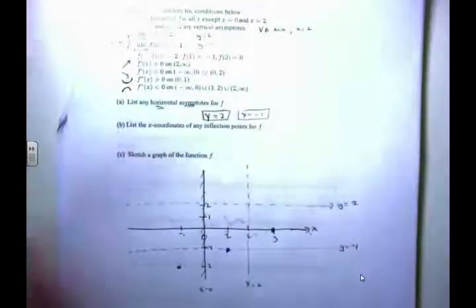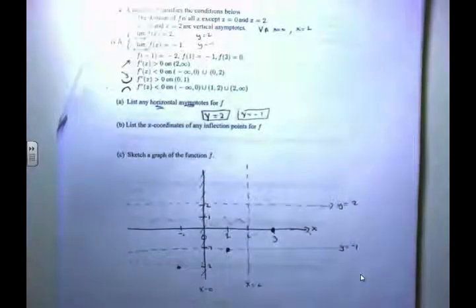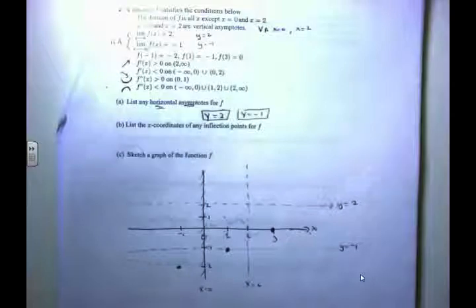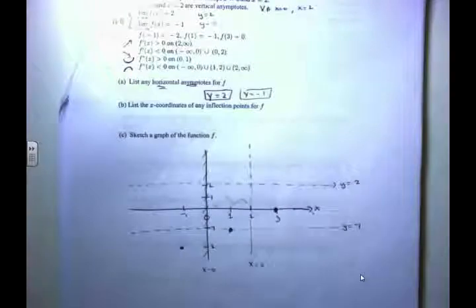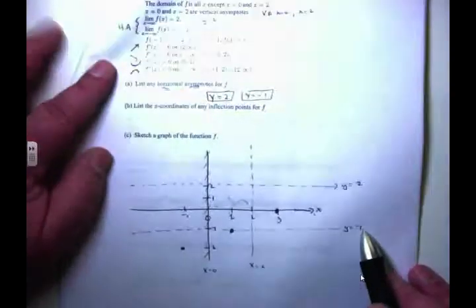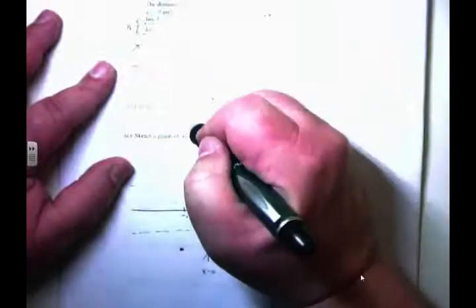The question is this: list any x coordinates of an inflection point. An inflection point is where you change concavity. Where am I changing concavity? Remember, 2 and 0 are vertical asymptotes, so I've got to skip over those. Any other possible points of inflection? It's got to be at 1.